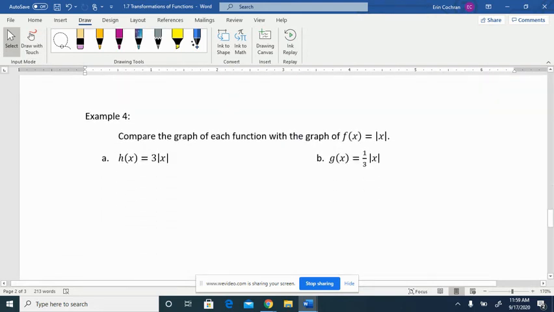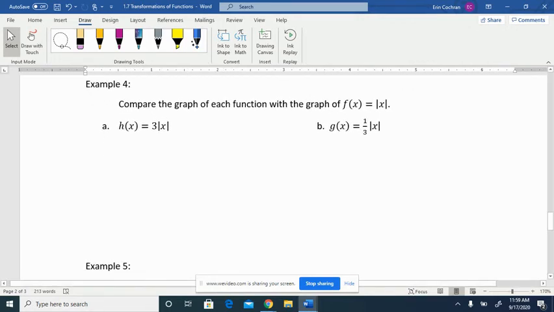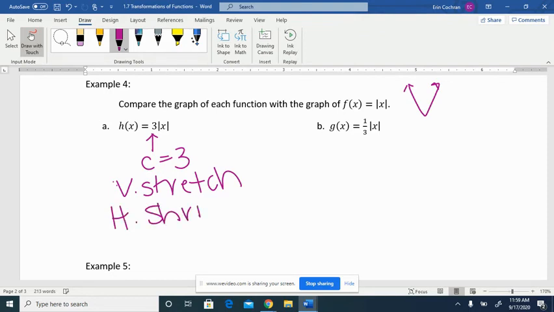All right. Compare the graph of each of these, okay? So if we're looking at this, we have f of x equals the absolute value of x. That's our V-shaped graph. Now, my c is 3. So when I multiply by 3, my numbers are getting larger. So that would be a vertical stretch. And since it's a vertical stretch, it's actually a horizontal shrink. So that means that graph is going to be more narrow.